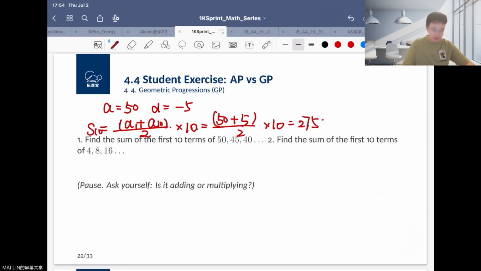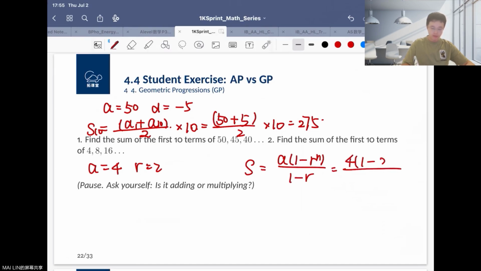And the second problem is to find the sum of the first 10 terms of 4, 8, 16. You can find the first term is 4, so A equals 4, and the ratio R equals 2. Using the formula S equals A times 1 minus r to the power of n over 1 minus r, the first term is 4, and 1 minus 2 to the power of 10, over 1 minus 2. That is how we can calculate this.